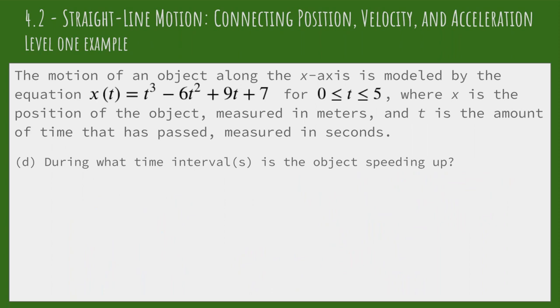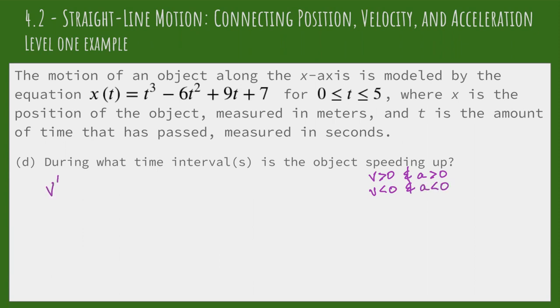But first, let's figure out when the object is speeding up. Remember, there are two cases where something's going to be speeding up. That would be when the velocity is positive, or it's moving forward, and the acceleration is positive, or where the velocity is negative and the acceleration is negative.